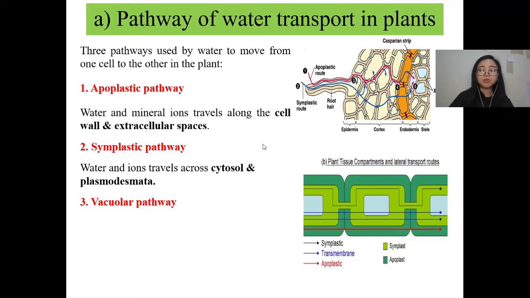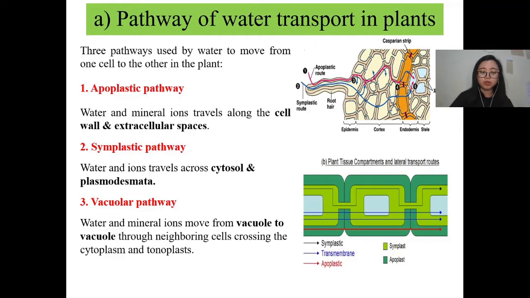The third pathway is the vacuolar pathway. So this is moving from vacuole to vacuole. Water and mineral ions will move from vacuole to vacuole through neighboring cells, crossing the cytoplasm and tonoplast. So dia merentasi cytoplasm. Tonoplast is the layer that is protecting the vacuole. So daripada cytoplasm kepada tonoplast, ke dalam vacuole, kepada tonoplast untuk keluar, kepada cytoplasm, and so on and so on.